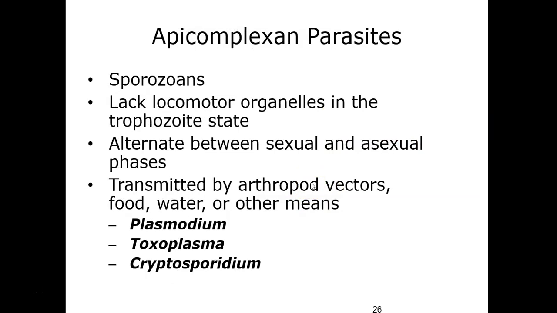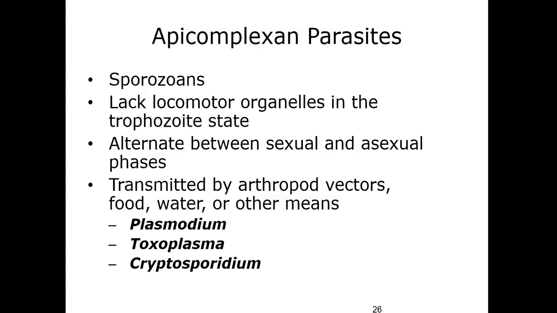We'll also talk about the Apicomplexans. And the Apicomplexans lack motility. So these do not have locomotor structures. And they're able to alternate between a sexual and an asexual phase. So they have very complicated life cycles.